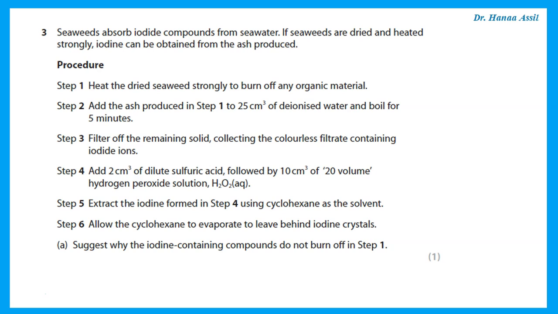Add 2 cm³ of dilute sulfuric acid, followed by 10 cm³ of what we call 20 volume hydrogen peroxide solution. Extract the iodine formed in step 4 using cyclohexane as the solvent. Allow the cyclohexane to evaporate to leave behind the iodine crystals.